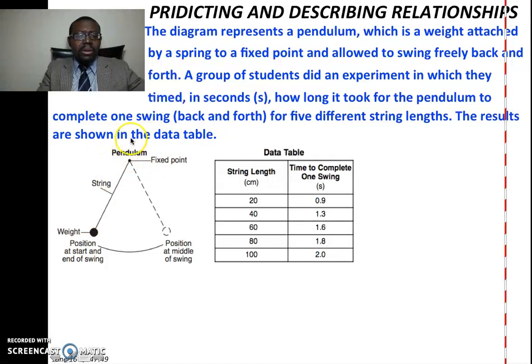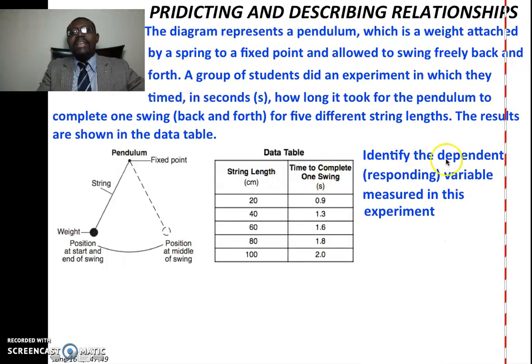So we have the pendulum here. We have a string attached to a weight, hung at a fixed point. Then these are the lengths of the string, and this is the time it took to swing back and forth. So now, as they increase the length of the string, let's look at the time and answer the questions that follow.